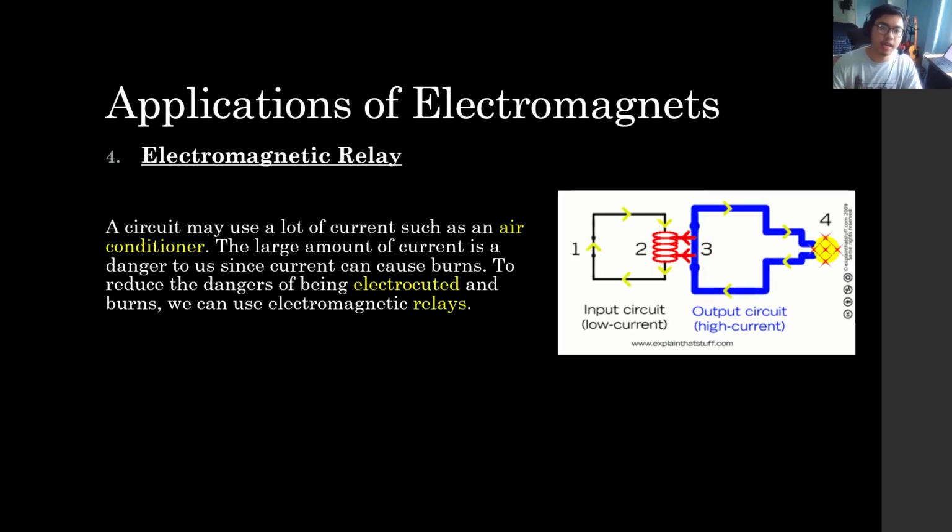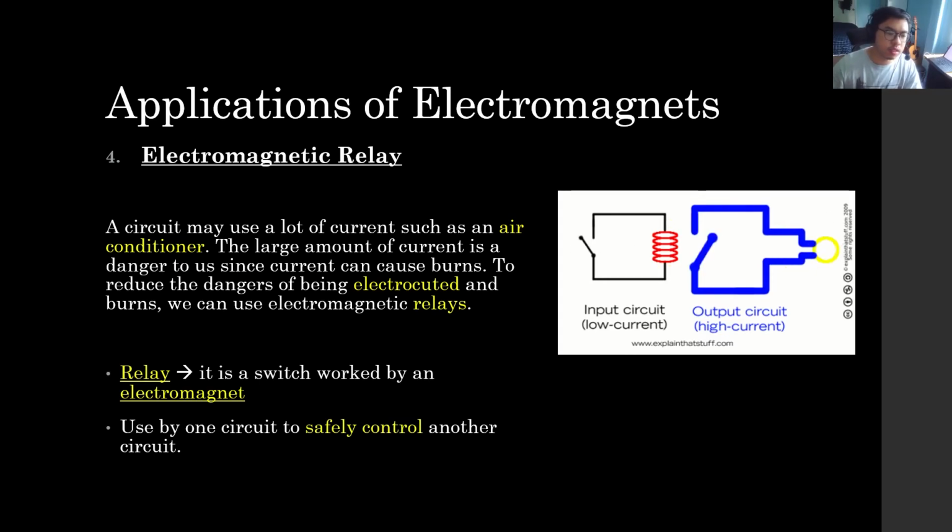Sometimes being in direct contact with high-powered appliances can be dangerous. Let's say you switch it on, there's suddenly a large amount of current. Because you're touching the switch, you're touching the appliance, that current can get into your body, and then you can get electrocuted and hurt. A safer way of doing that is to have a second circuit to turn on the other circuit. So that's what a relay is. A relay is a switch worked by an electromagnet.